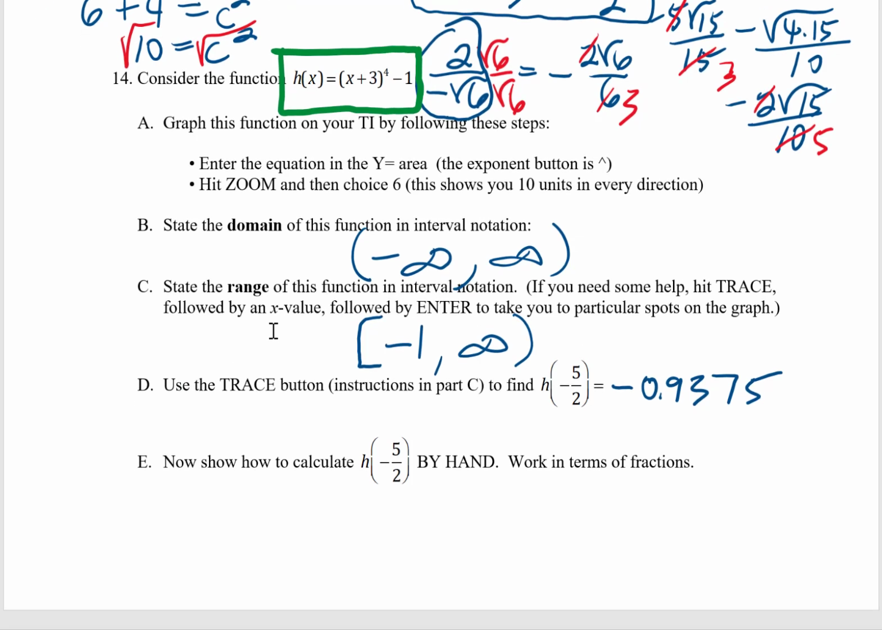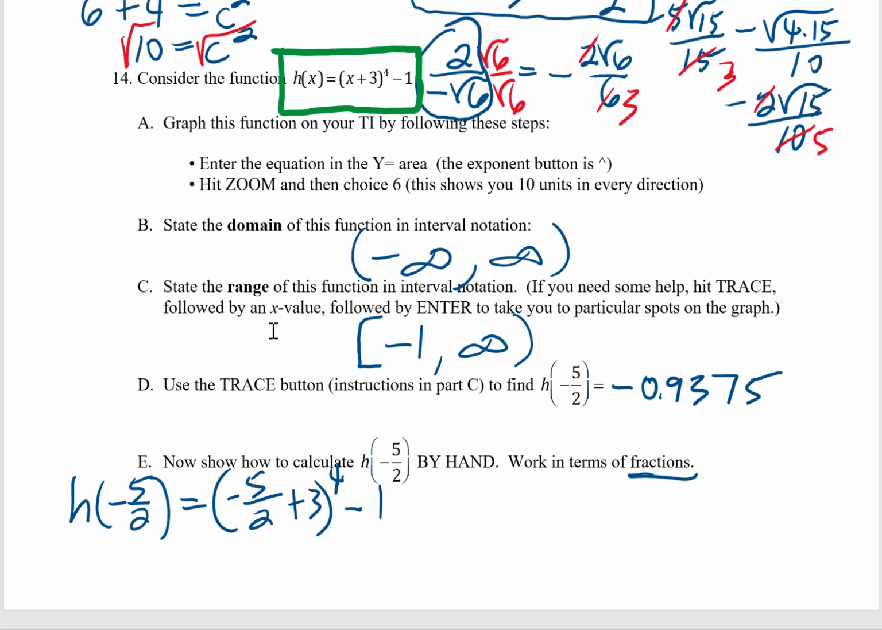Finally, in part E, we want to work this out by hand. What if I want to calculate h of negative 5 halves without the calculator and have an answer that's a fraction instead of a decimal? Well, I would just have to replace all of the x's with negative 5 halves. There's only one x over here on the right. It happens right at the front. Negative 5 halves plus 3, then to the 4th power, and minus 1.